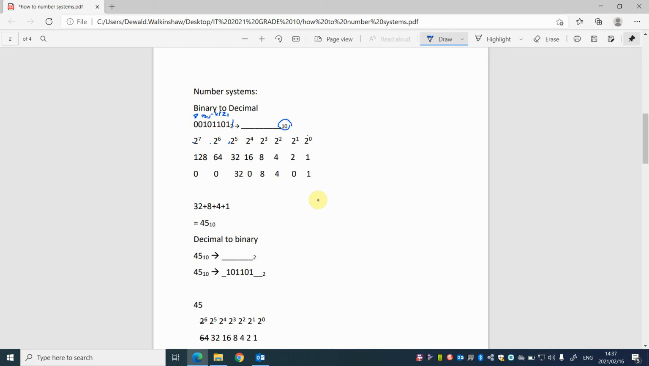The next step is to work out whatever the exponents are. So 2 to the power of 0 is 1, 2 to the power of 1 is 2, 2 to the power of 2 is 4, 2 to the power of 3 is 8, 2 to the power of 4 is 16, 2 to the power of 5 is 32, etc.